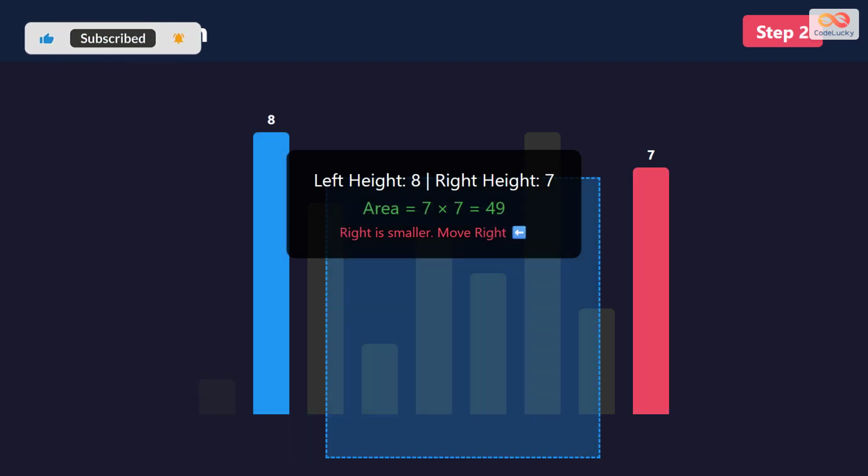Now the left pointer is at a line with height 8. The new area is width 7 times height 7, which is 49. This is much larger. Now the right line is the shorter one, so we would move the right pointer inward next.